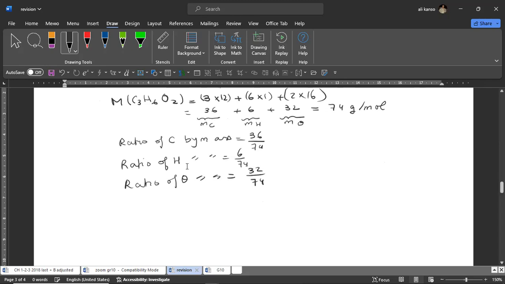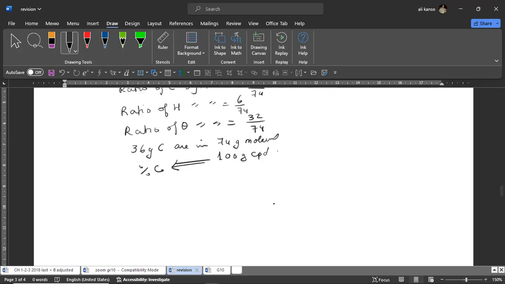But we have to calculate the percentage ratio. If you have 36 gram carbon in 74 gram total molecule, this is the ratio. But if you have 100 gram compound, what will be the percentage of carbon? So we say percentage of carbon by mass equals mass of carbon. We cross multiply: 36, the mass of carbon, times 100, divided by 74.